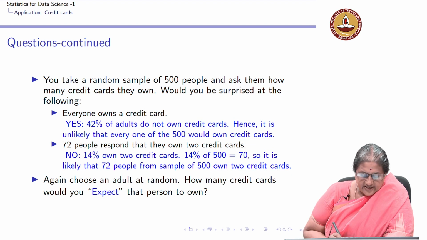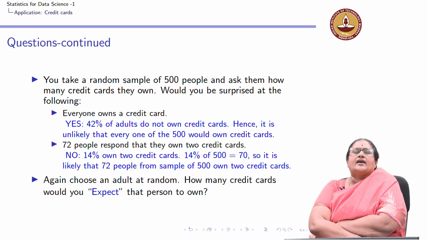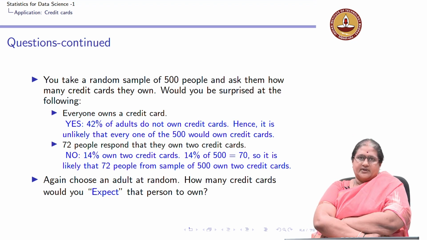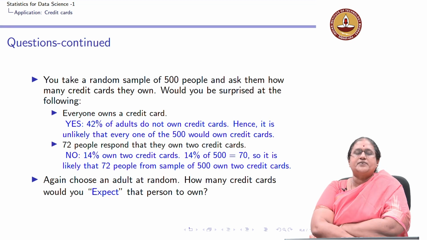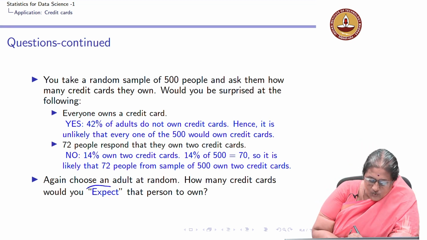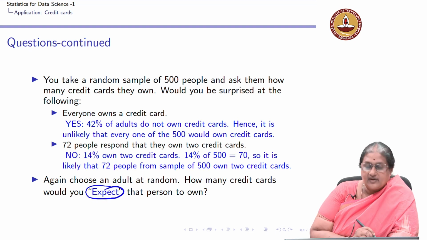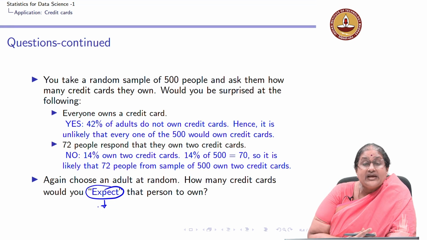So, the next thing which we are going to see is, if I choose an adult at random, how many credit cards would I expect this person to have? So, you see, I am qualifying this word expect. We need to understand what we mean, what we expect from this statement.